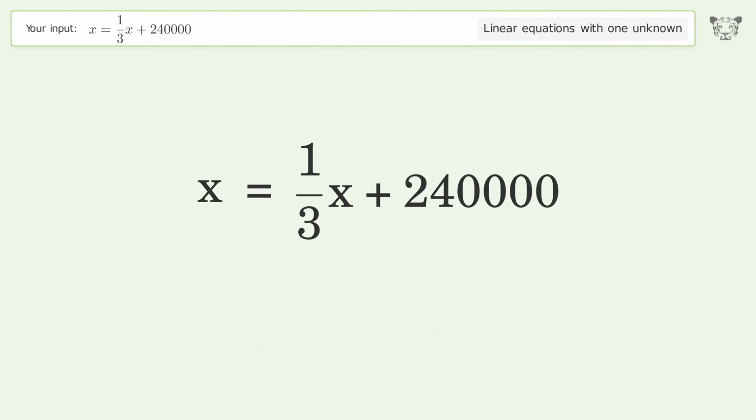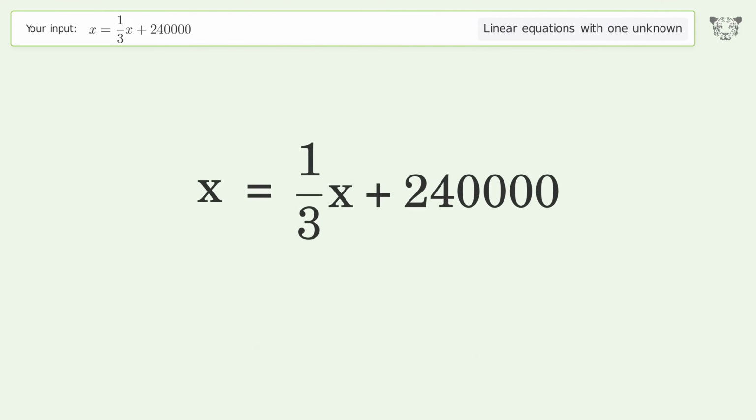Group all m terms on the left side of the equation. Subtract 1 over 3x from both sides. Group the coefficients. Convert the integer into a fraction. Combine the fractions. Combine the numerators.